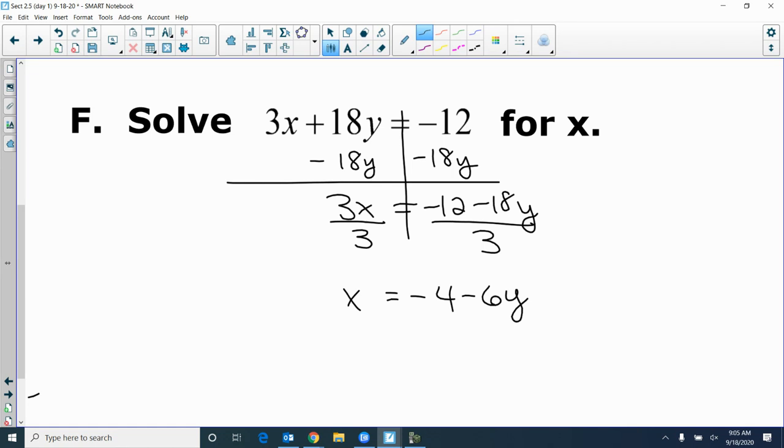Now, the only other way you could write it is if you want to, you could flip and write. Usually we write the variable first, and you can put negative 6y minus 4. At this point, we take either one. So that is just taking an equation, solving it for a variable.